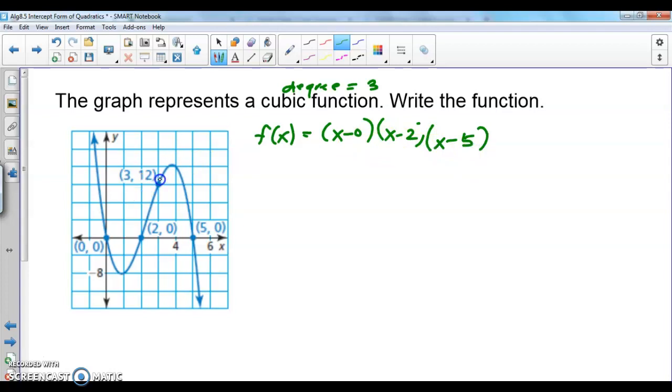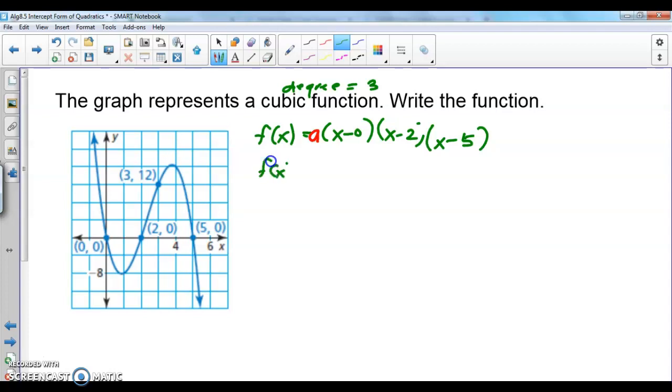Oh, how come we didn't use this one? The y-intercept is not 0. So it cannot be used for the factors. However, you're going to use that later on when you find the value of a at the beginning. So remember, in the intercept form, there's an a and then all the other factors. Okay, so let's clean it up a little bit.